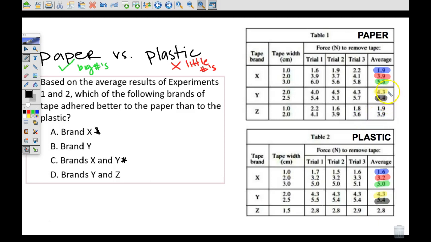For tape Y, 4.3 newtons of force were required to remove 2 centimeters worth of tape, and it's the same on paper and plastic. And at 2.5, it's also the same amount of newtons on paper and plastic. So Y is not going to be an option, which means that B is out, C is out, and D is out, meaning that A is our only option.